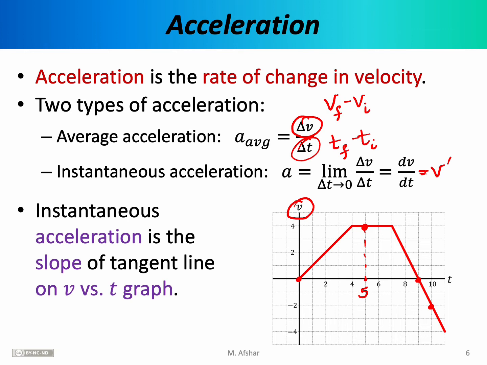You can see that the line is horizontal. Hopefully you remember that the slope of a horizontal line is 0. If the slope is 0, then the derivative must be 0. So at 5 seconds, we can say dv/dt is equal to 0, which tells us the acceleration must be 0. So at 5 seconds, the car is not accelerating, it's not going faster, it's not going slower, it's maintaining a constant velocity.